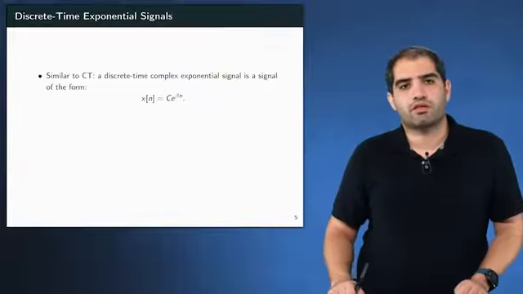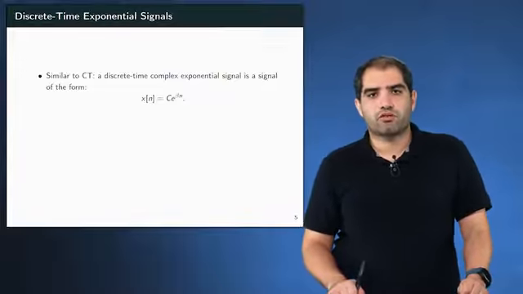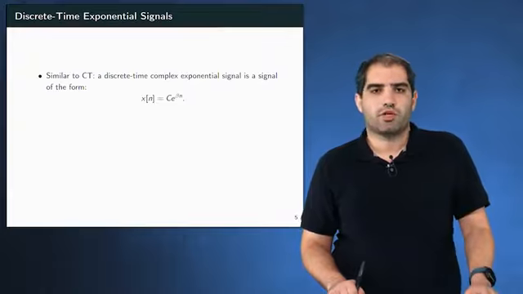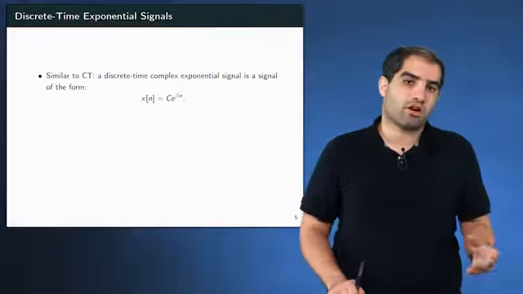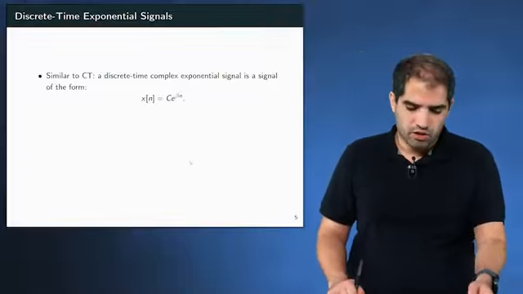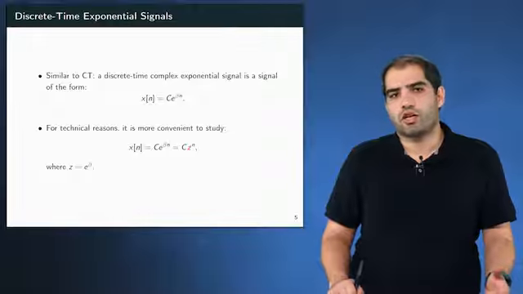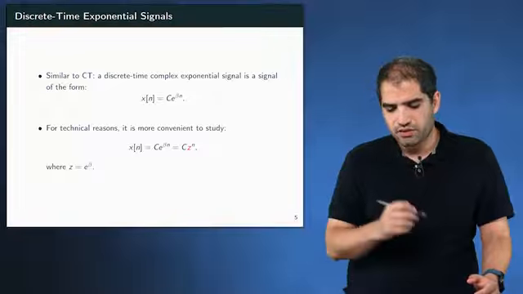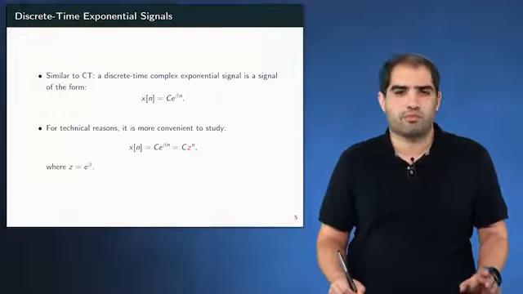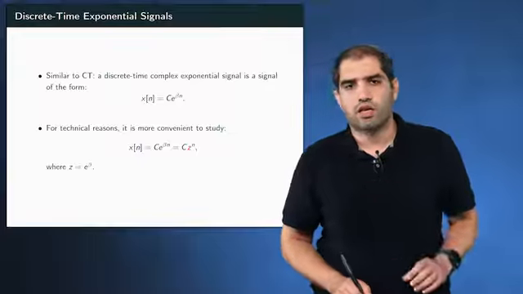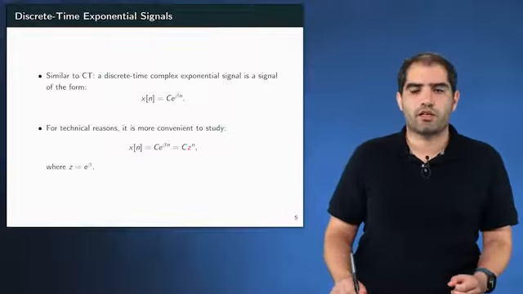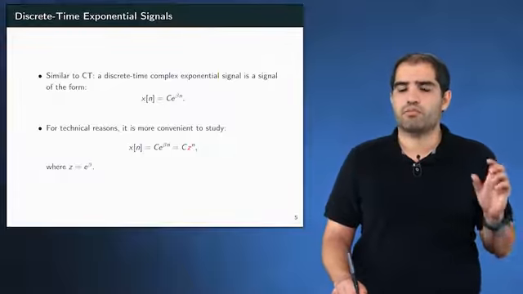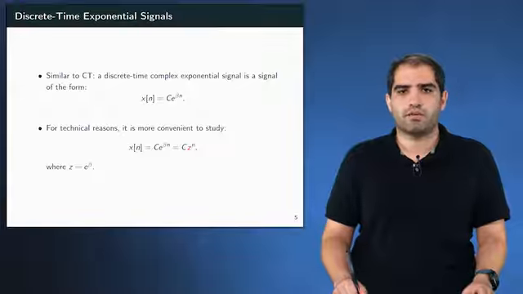Similar to continuous time, we can define a pure complex exponential signal in discrete time to be x[n] of the form c, some constant, times e to the beta n. But it is often very useful in discrete time to absorb e to the beta into another variable z and look at exponential signals in discrete time as some constant times z to the n. The two forms are actually equivalent, but this form is more useful in discrete time. The other form, where you're writing everything in base e, is more useful in continuous time.